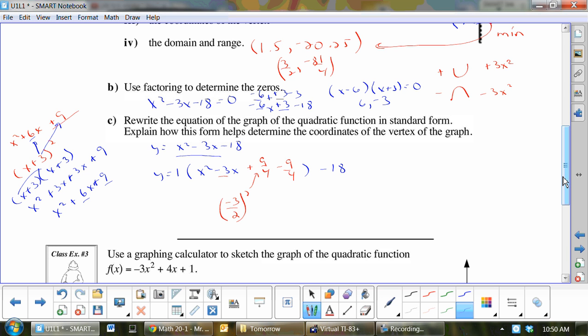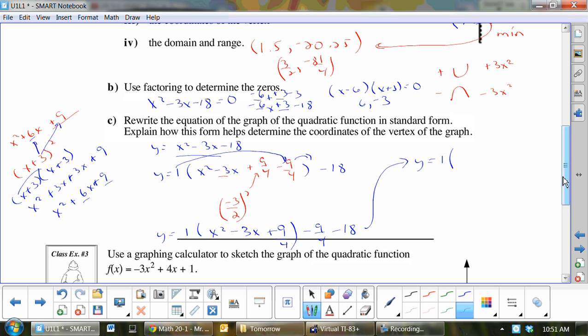Now, this turns into y equals 1 times x squared minus 3x plus 9 over 4. Now remember, we had to kick this one out by multiplying this by that number in front. Do you remember that? When we kick it out, in this case, it's going to stay minus 9 over 4 and the minus 18 are there. Okay? So I'm going to come up here because I'm out of room. Now, that's y equals 1 bracket.